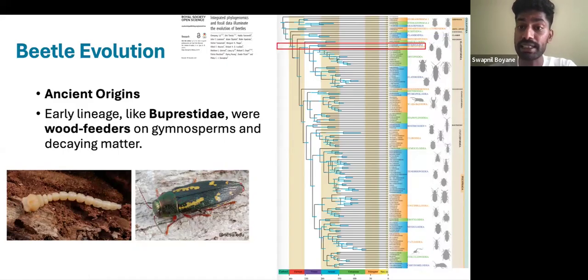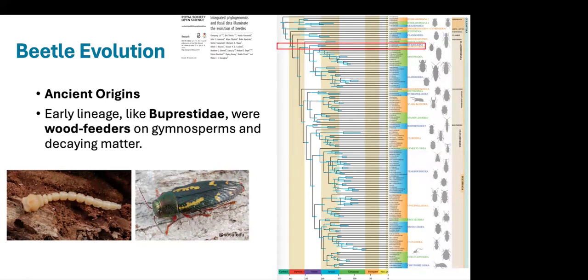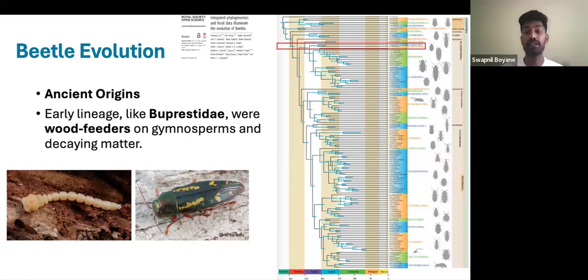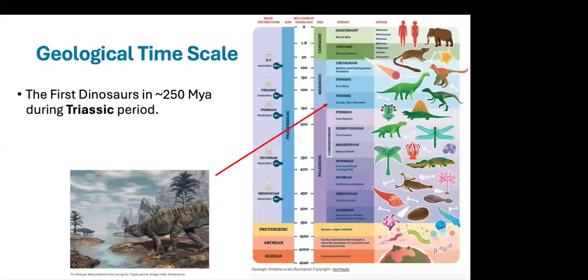So what that means is, if you think of the timeline, at that time we had mainly gymnosperms, which did not have any flowers, right? So mainly only wood and bark were available. That's where these beetles evolved, and they started feeding on this wood continuously, and that's how they turned into wood feeders.